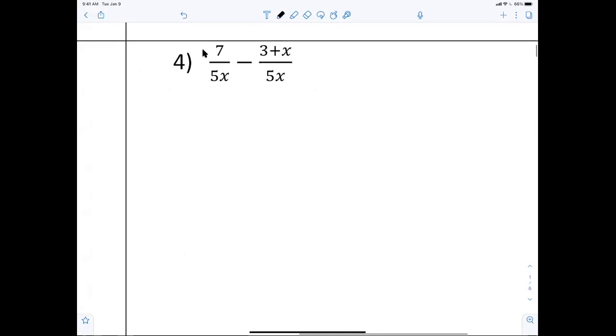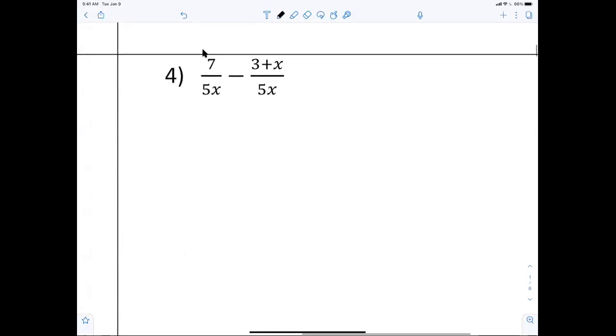All right, now here we go. Again, the denominator is going to remain what? 5x. Now, the mistake that most kids make is that they don't distribute the negative properly. So this becomes a positive, this is a negative, and this is a negative. So now what's 7 minus 3? 4 minus x over 5x. Anybody have any issues? Should be relatively easy. Same denominator.